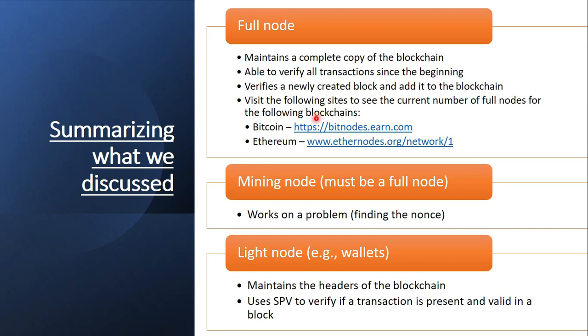Next comes our mining node. It must be a full node, right? Because it is performing the mining operation. It works on the problem of finding the nonce. We have already seen this in our previous videos of the blockchain. Now, next one is our light node. It's like a wallet. Okay. An example is a wallet. It maintains the header of the blockchain only, and uses SPV to verify if the transaction is present and valid in the block.